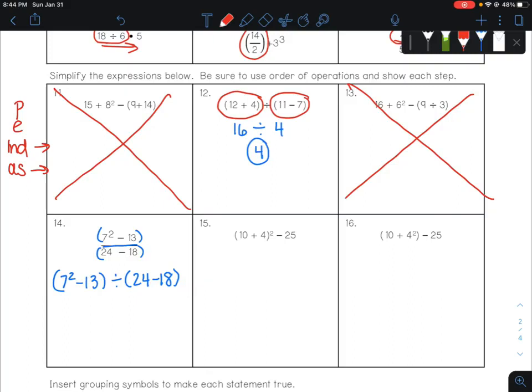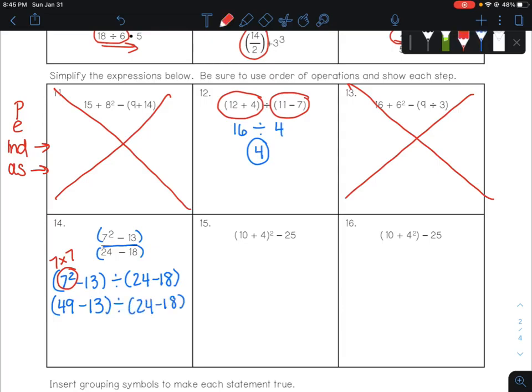If I want to do 7 squared minus 13, I have to go again and follow order of operations. So before I can do that subtraction, I have to get rid of that exponent. This means 7 times 7. So we're going to get 49 minus 13. We didn't actually get rid of the group yet, so we got to keep it. 24 minus 18. Keep it grouped.